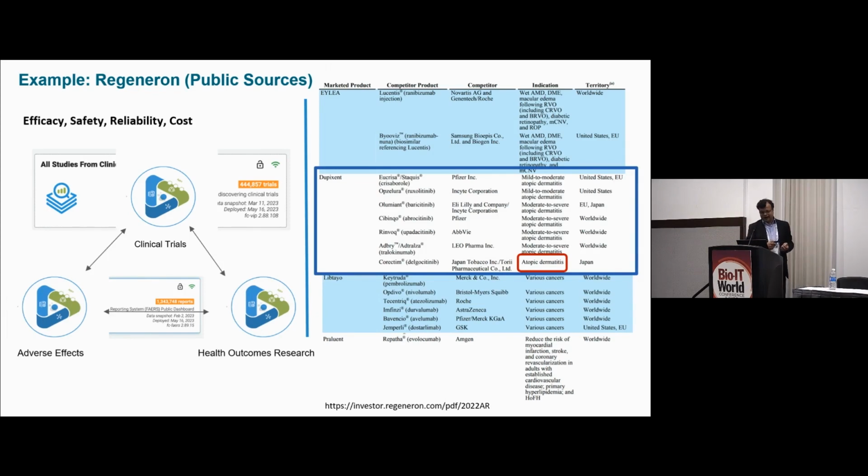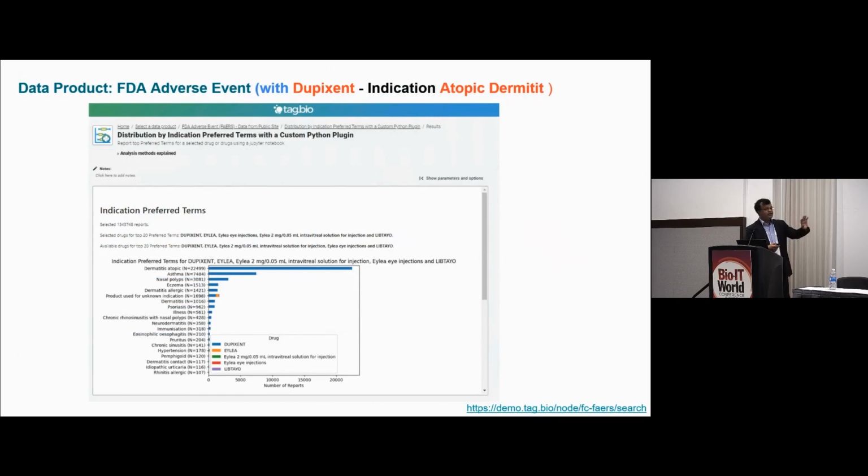So here is one of the answers. Again, this is public source information. So you say, okay, I select Dupixent, right? What are the major drugs from Regeneron, and what are the indications? As you can see, the y-axis tells you about the indication, and the x-axis is the number of reports.